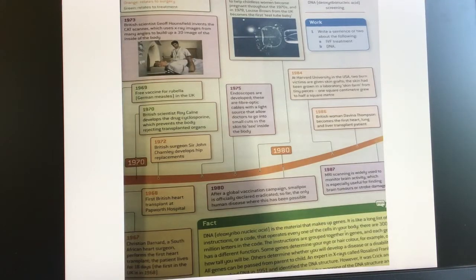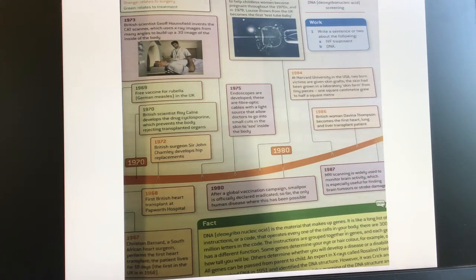You've got CAT scans being introduced in the 70s, so people can actually build up a 3D image of inside the body. In 1975, endoscopes are used and fibre optic cables are being used inside bodies. We've got a massive vaccination campaign in the 80s, especially with a lot of work in Africa to try and take vaccinations there. And then MRI scanning to monitor brain activity.